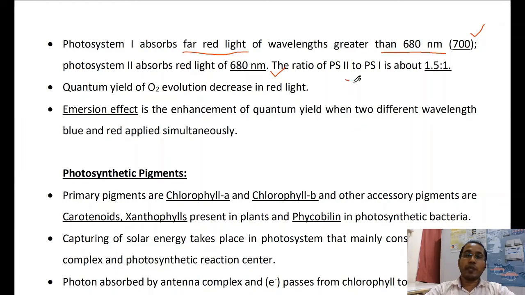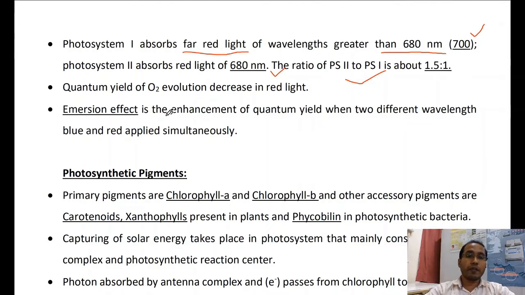The ratio of PS2 and PS1 will be 1.5:1. So the role of PS2 is much more than PS1 because the ratio is more. So utilization of non-cyclic phosphorylation will be carried out mostly by PS2.